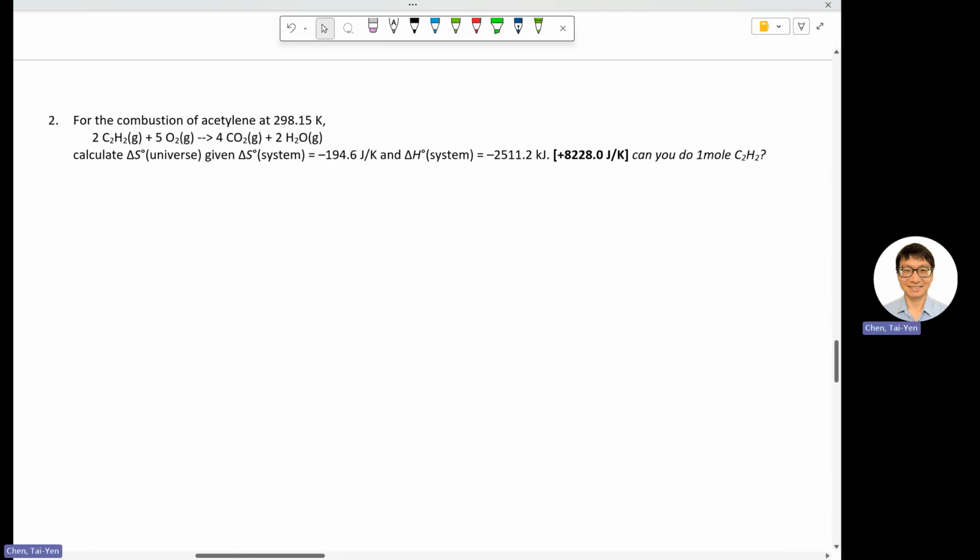Okay, so this question says for a combustion of acetylene at a specific temperature, 2C2H2 plus 5O2 gives you 4CO2 plus 2H2O. Calculate delta S not universe, given that delta S system is a certain value and delta H is a certain value. So what are the keywords here?